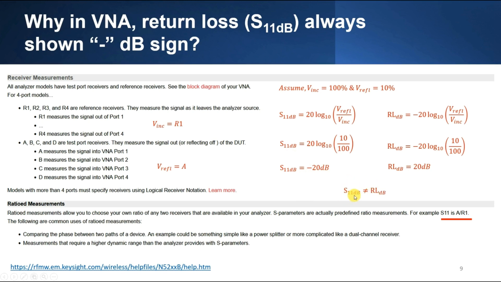Remember that S11 is not equal to return loss. Okay, so don't confuse these two. When we talk about return loss, it is a positive sign. When we talk about S11, it is a negative sign. So if you want to plot the graph in negative, you can define the y-axis as S11. But if you want to plot the graph as positive, you define the y-axis as return loss.